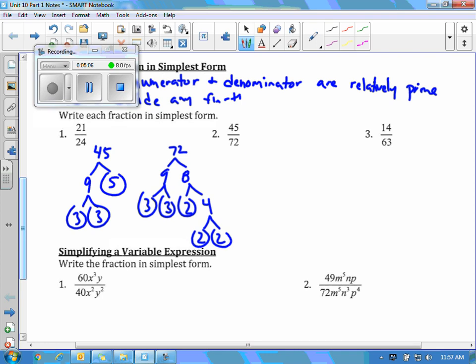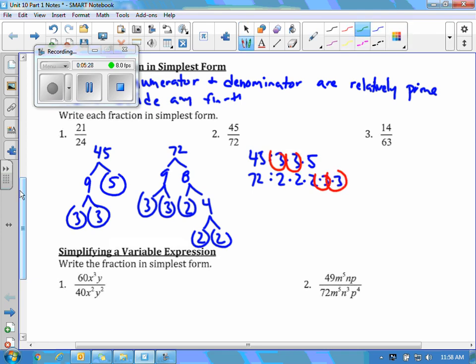Now I'm going to go ahead and write out all those factors. So for 45, I have 3 times 3 times 5. For 72, I have 2 times 2 times 2 times 3 times 3. Now I'm going to circle what I have in common. So they have a 3 in common, and then they have a second 3 in common.